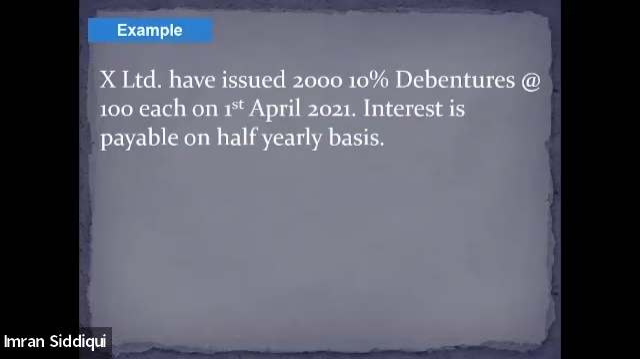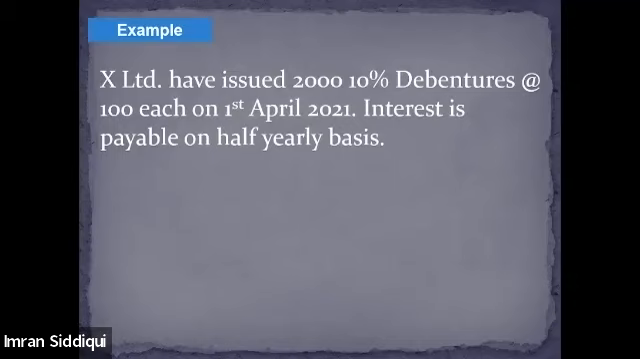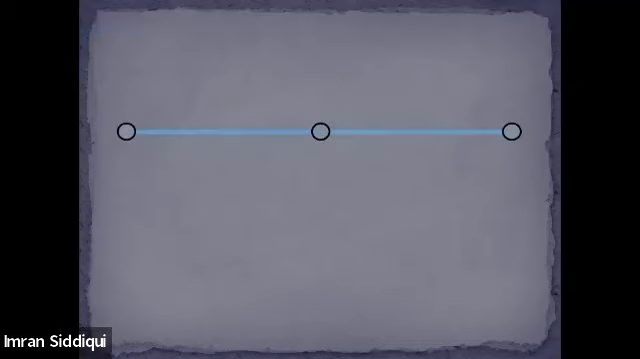Yeah, okay. All right. So see, let's take an example to make it more clear. Let's suppose X Limited has issued 20,000 10% debentures at the rate of 800 each on 1st of April 2021. Interest is payable on a half yearly basis, as we have understood in the example as well. So the first interest that will be paid, the entries that will be required in such a situation will be, first of all, the first entry for the issue of debenture, and that will be done on the 1st of April.